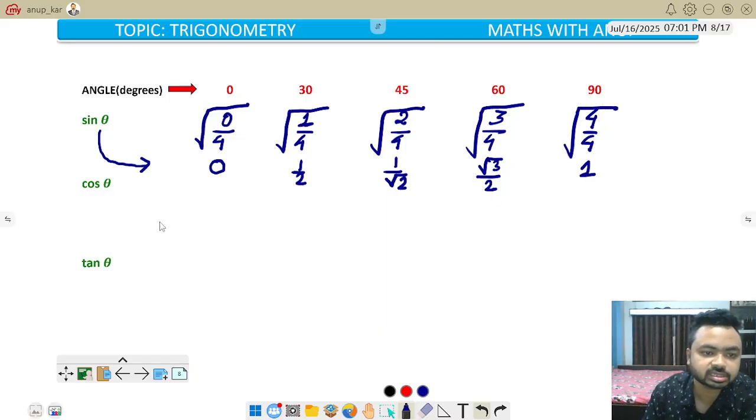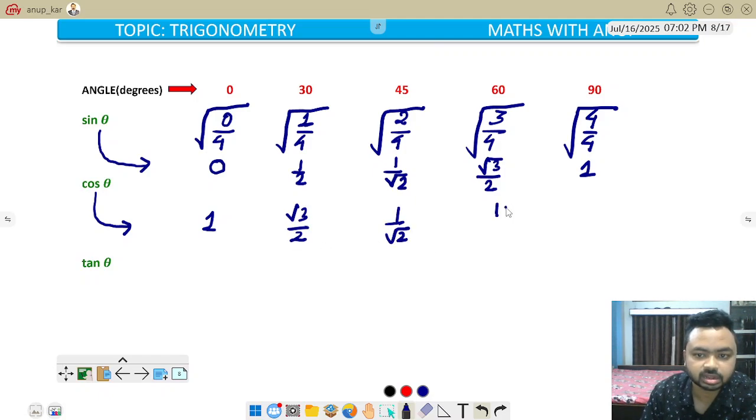In case of cos theta, we will be writing it in the reverse order. So it will be 1, root 3 by 2, 1 by root 2, then half, and then 0. We write it in the reverse order: 1, root 3 by 2, 1 by root 2, 1 by 2, and 0. So it is like this.